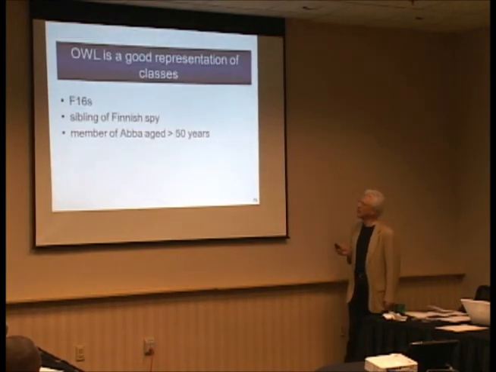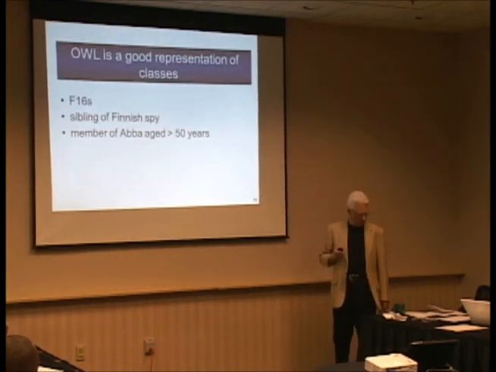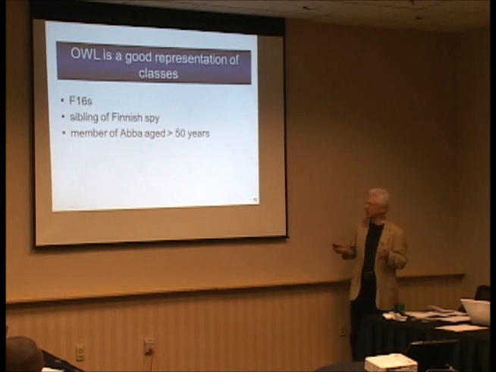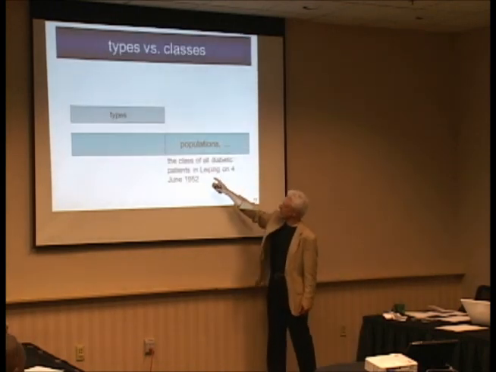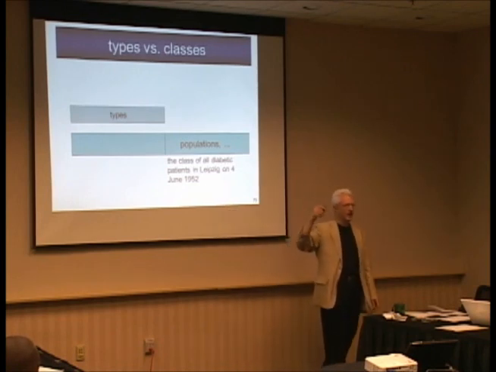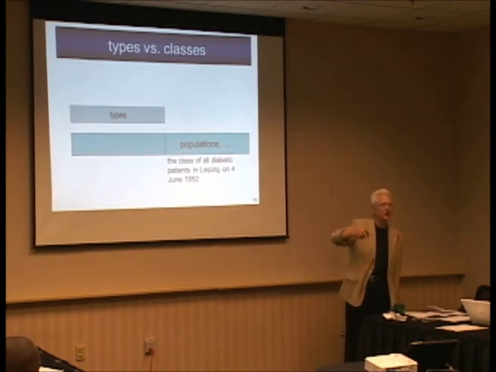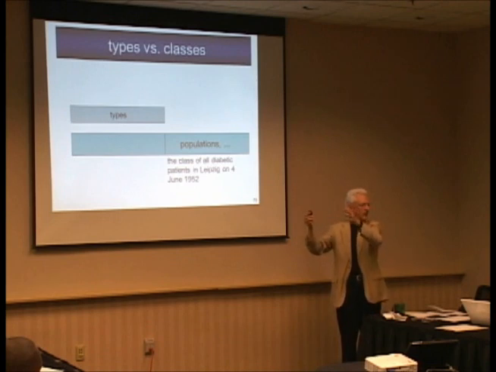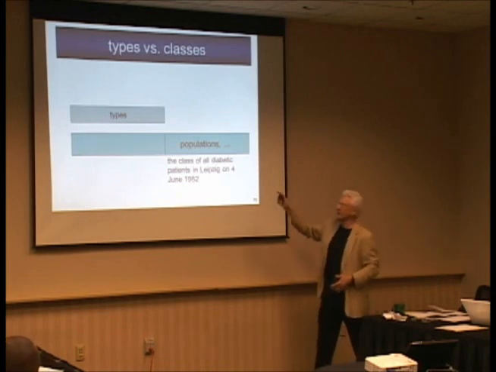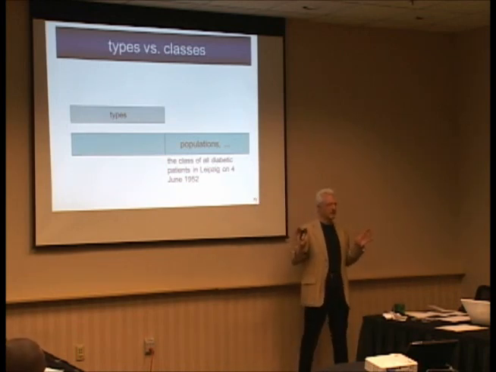All right. So, OWL is a good representation of classes. Classes you can combine combinatorially. So we have here all diabetic patients in Leipzig on the 4th of June 1952 whose mother is called Maria and who eats in a particular restaurant every Wednesday when it's a full moon. You can do all of that with OWL very well.